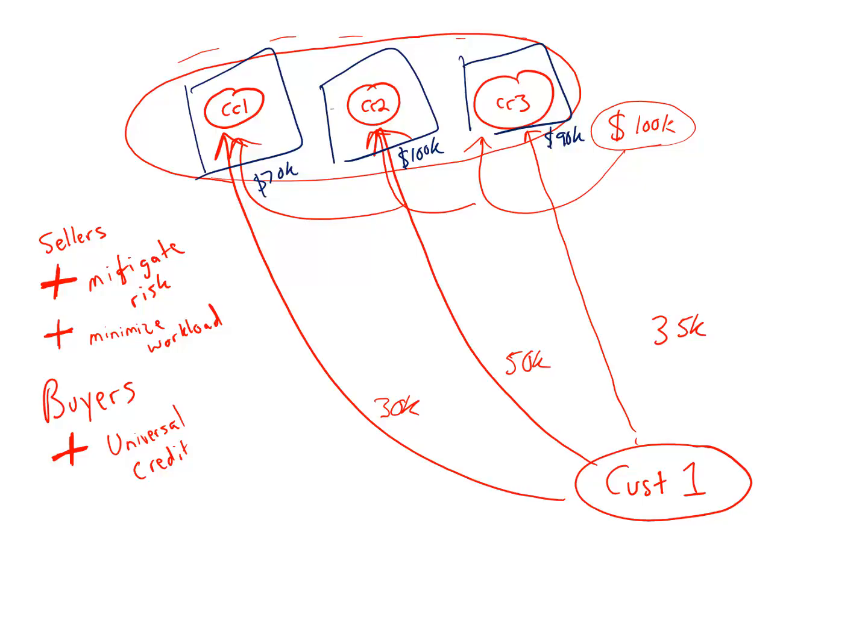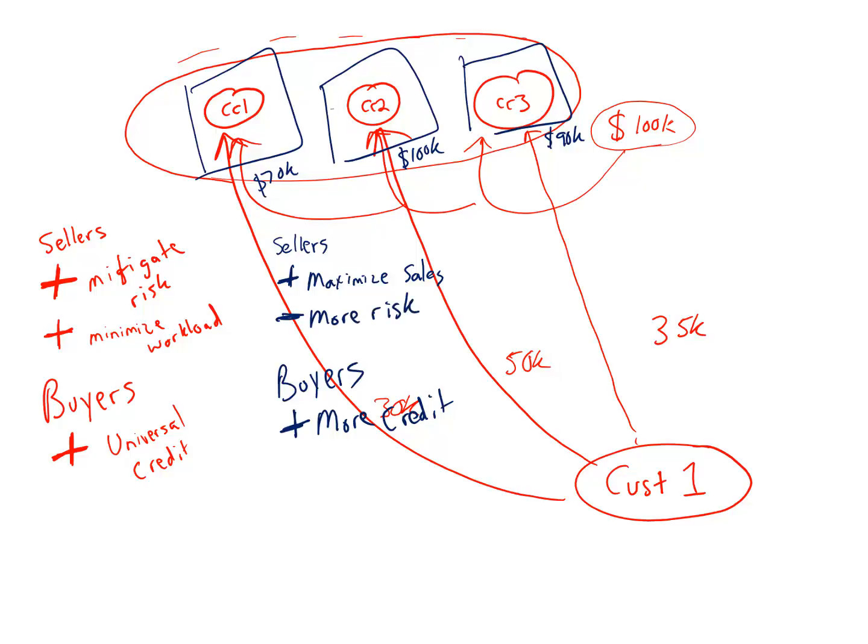Which is the nice thing about this, the independent one from the seller's perspective. It gives me perhaps the ability to maximize my sales because I don't have to worry about what the customer has as far as their obligation to other companies. But from the buyer's perspective, perhaps more credit. But from the seller's perspective, more risk. And from the buyer's perspective, if you will, more work and time, because I've got established credit with every one of these companies independently.